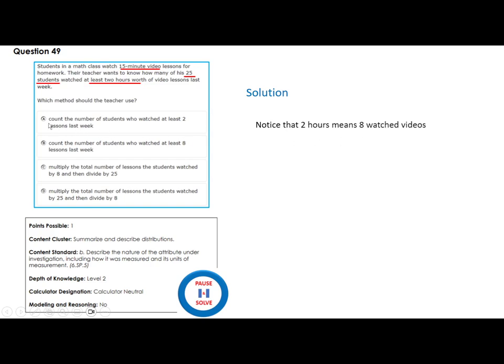So now let's start looking at those options. Count the number of students who watch at least 2 lessons. No. Count the number of students who watch at least 8 lessons last week. That's what you're looking for. And you can find out that these 2 are not good options either.